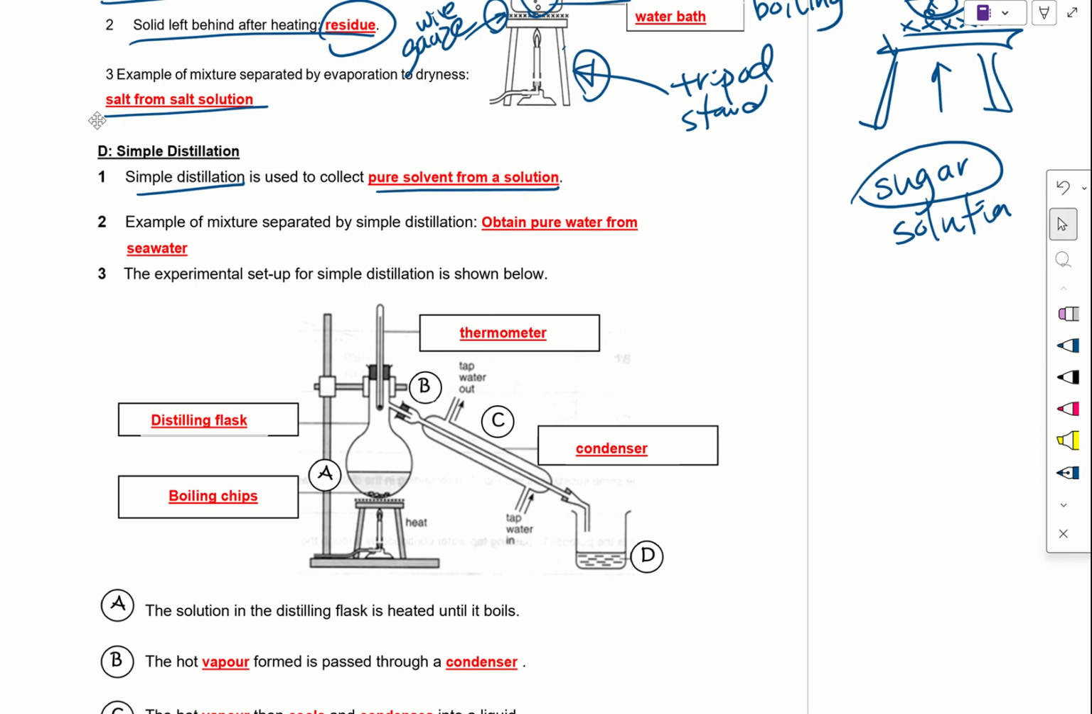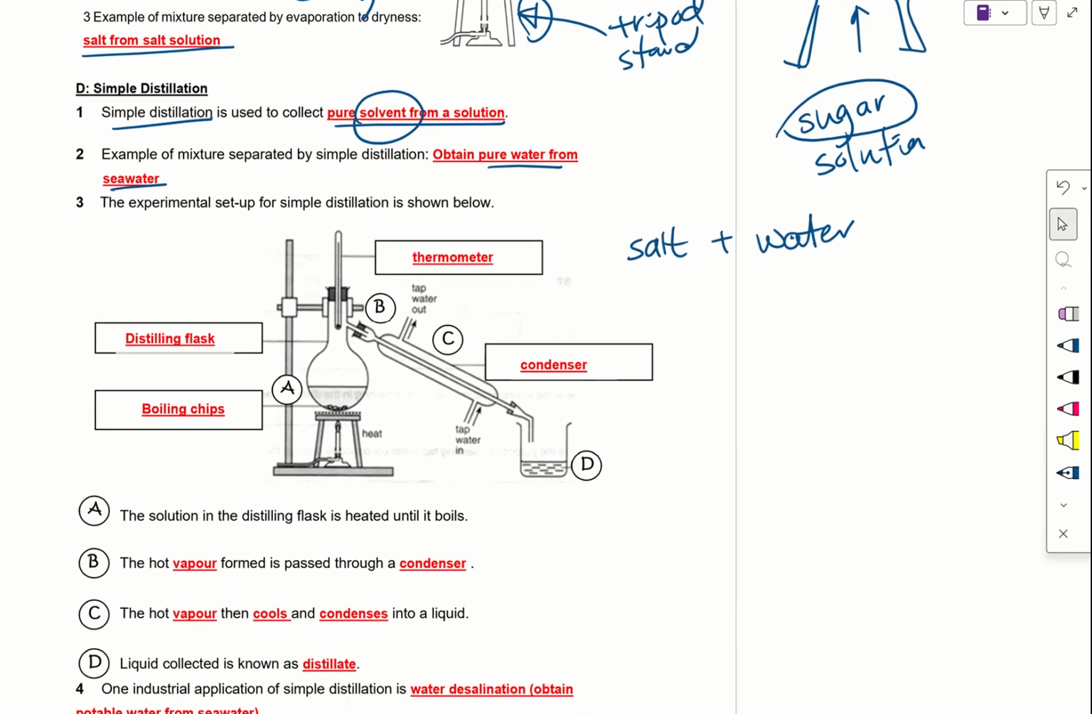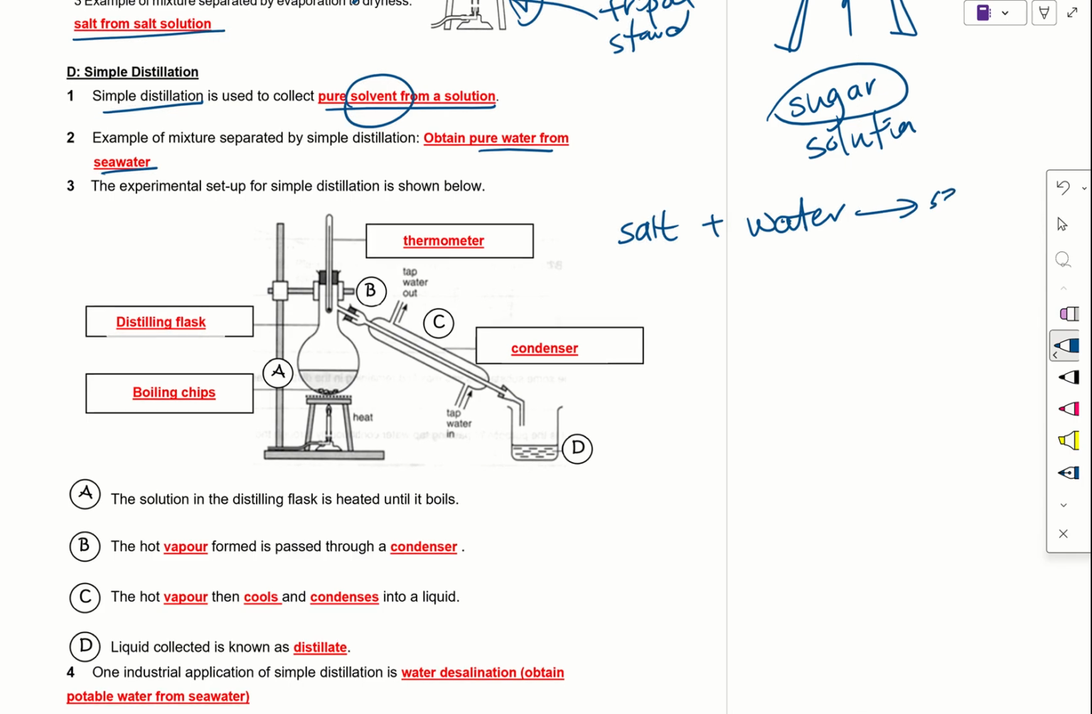That means we want the solvent. What is solvent? Solvent is something that we use to dissolve something. An example of a mixture separated by simple distillation is pure water from seawater. What are the things inside seawater? If we put it very easily, we have salt and water, because your seawater is salty.